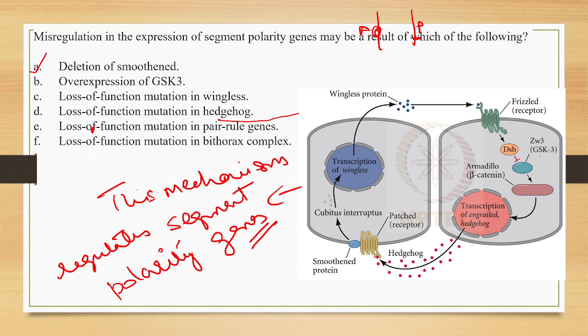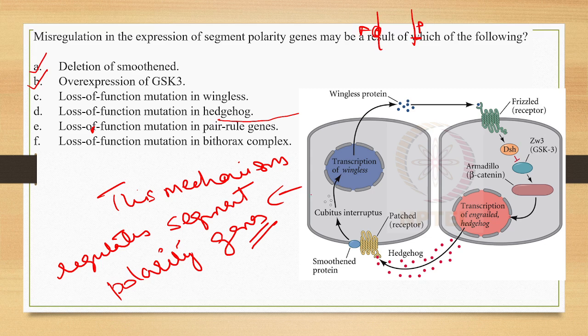But if there is overexpression of this GSK3 kinase, then it can bind to beta catenin and destroy it. And if there is destruction of beta catenin, then there would be no transcription of engrailed and hedgehog. And when there would be no transcription of engrailed and hedgehog, then again the whole mechanism will get disturbed. So B is also the correct option. That is overexpression of GSK3.